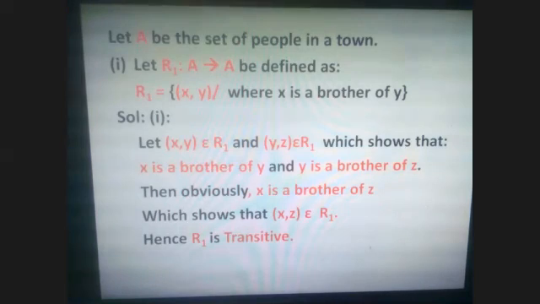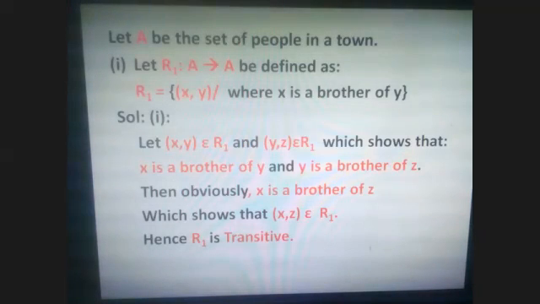Is it symmetric? X is a brother of Y. Can you not say Y is a brother of X? Yes, sir. Why not? Y could be a sister of X. No, it's not symmetric.